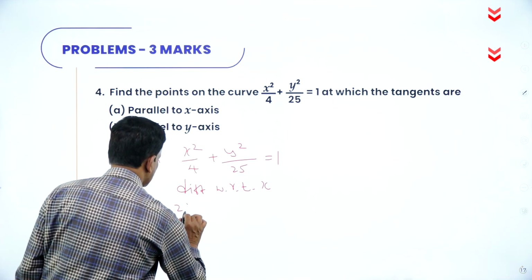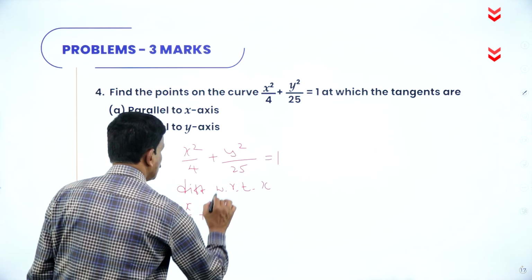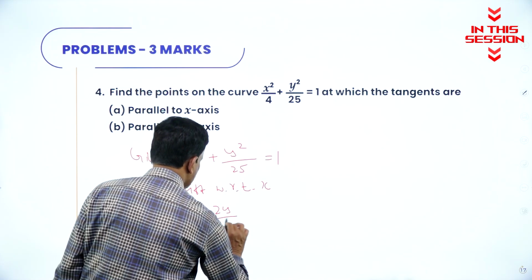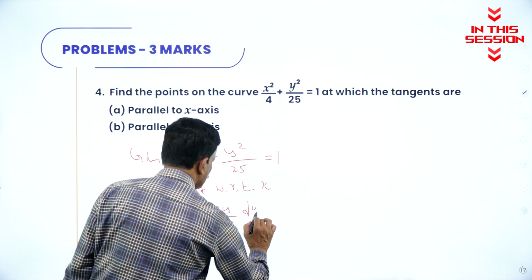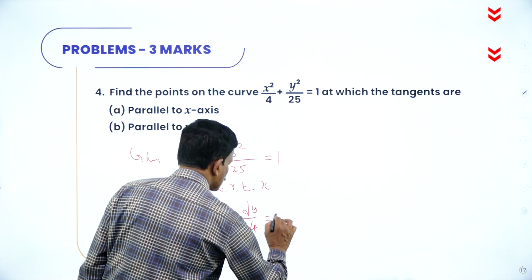Differentiation of x square is 2x by 4 plus differentiation of y square is 2y by 25 into dy by dt is equal to 0.